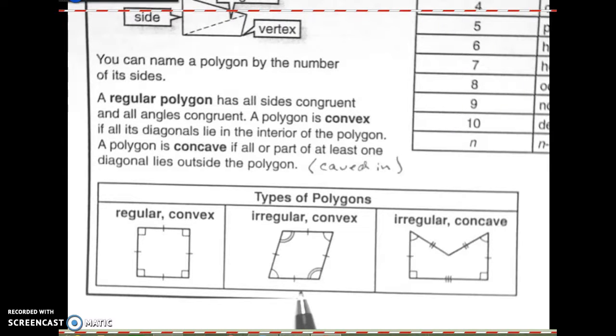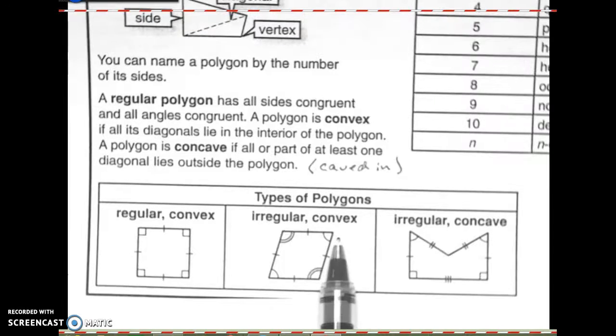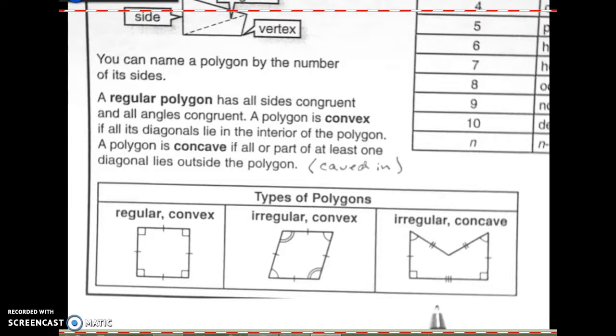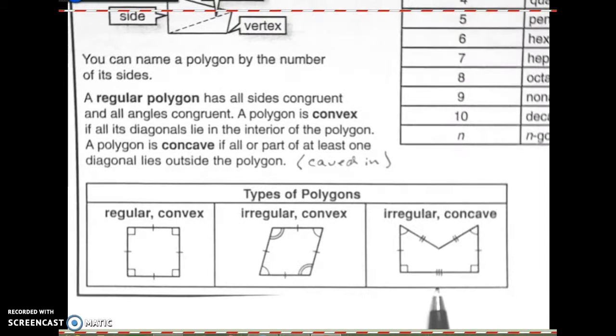I have a quadrilateral here, which is not regular. It's called irregular because even though all the sides are the same, some of the angles are acute, some of the angles are obtuse, so all the angles aren't the same. It is convex though, it's normal looking. If I look at this third picture, it's irregular because I've got different side lengths and different angle measures. It's concave because it's dented in here. So it's like having a cavity, concave, caved in.